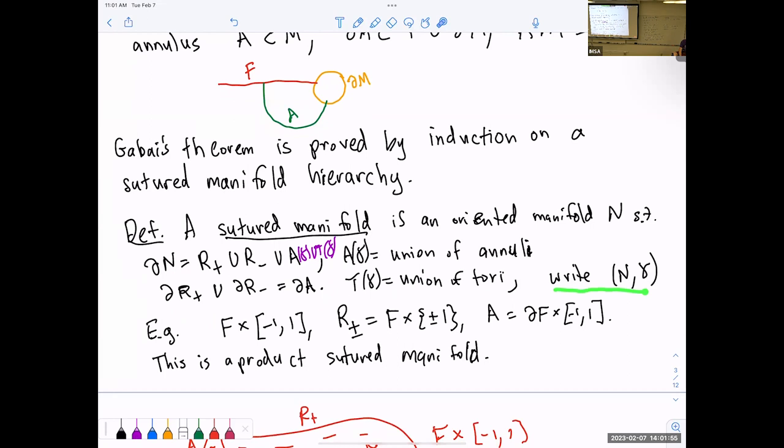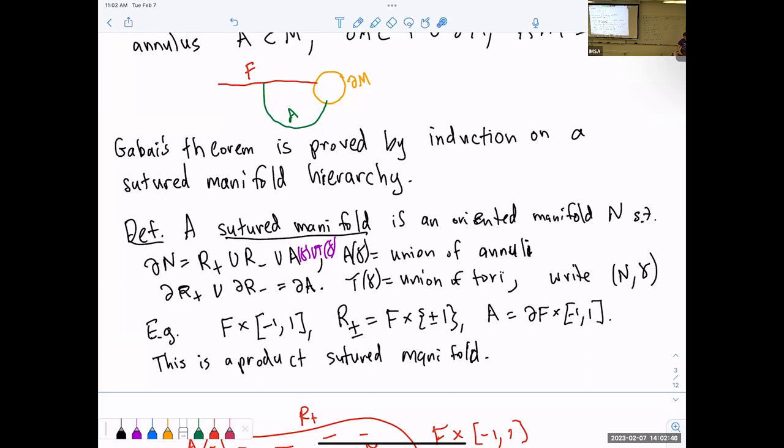And so we'll write a sutured manifold as N comma gamma. A lot of times we think of gamma, or Gabai in his notation usually thinks of gamma, as closed curves that are cores of these annuli, together with the tori. So the basic example is a surface crossed with an interval, where R plus and minus are F cross plus and minus one, and then the annulus is the boundary of F crossed with an interval. This is called a product sutured manifold. R plus and R minus are oriented as well. If we choose some orientation of M, then R plus will be oriented with the induced normal pointing outwards, and R minus with the induced normal pointing inwards.